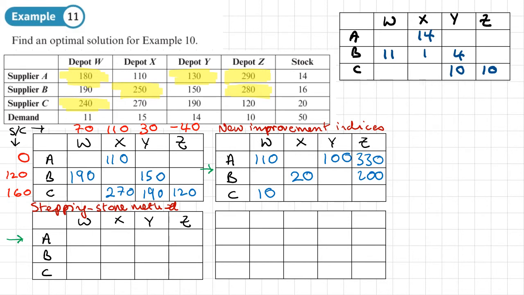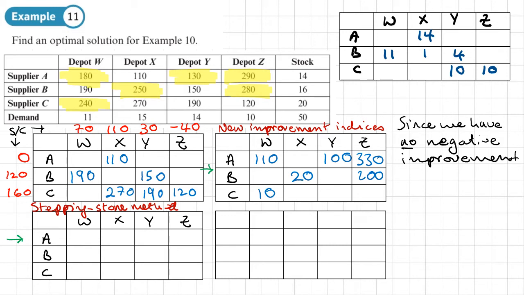Now, we have no negative improvement indices, so we know that we found an optimal solution. So we'll just write that down. Since we have no negative improvement indices, we have found an optimal solution. So let's go on and work out what this optimal solution is.